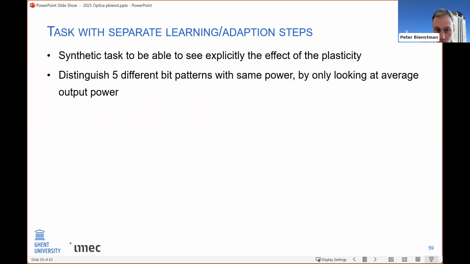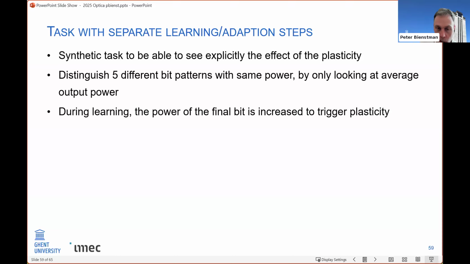We want to distinguish 5 different bit patterns that all have the same average power. And we want to do that by measuring only the average power. Of course, since they all have the same average power, this is something that really requires nonlinearity and memory in order to solve this task, because otherwise, obviously, there's no way to distinguish them by just looking at the average power.